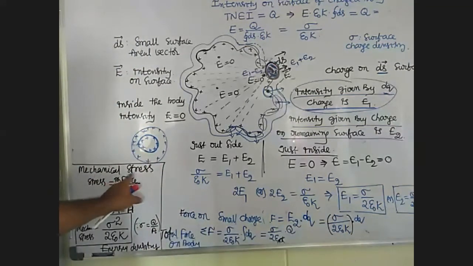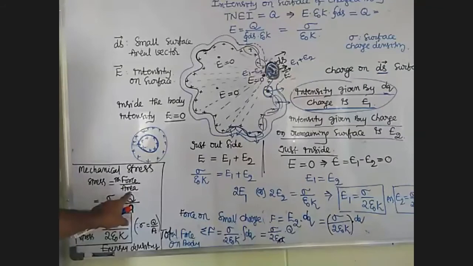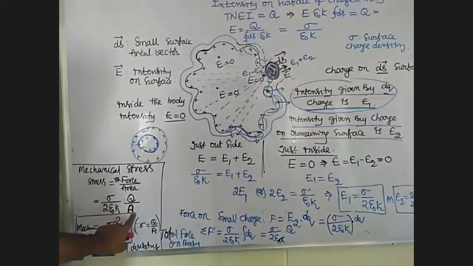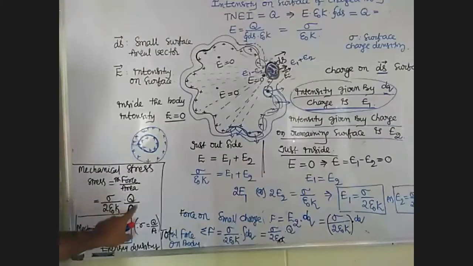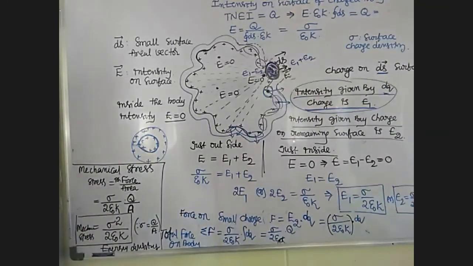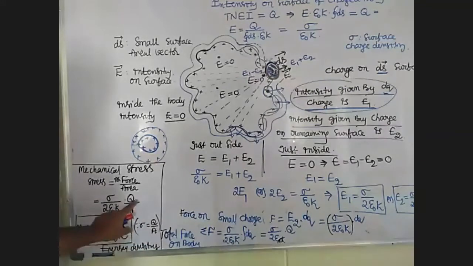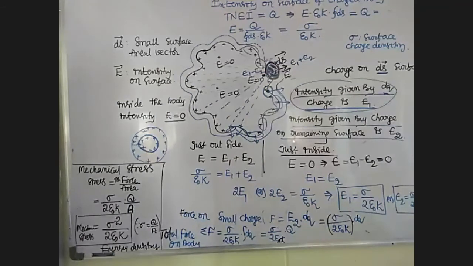You know that mechanical stress is defined as total force upon total area. Total area is the integration of dS, which is A. So sigma upon 2 epsilon naught K into Q upon area. So mechanical stress is written as sigma square upon 2 epsilon naught K, where Q upon A is sigma, the surface charge density, charge per area.